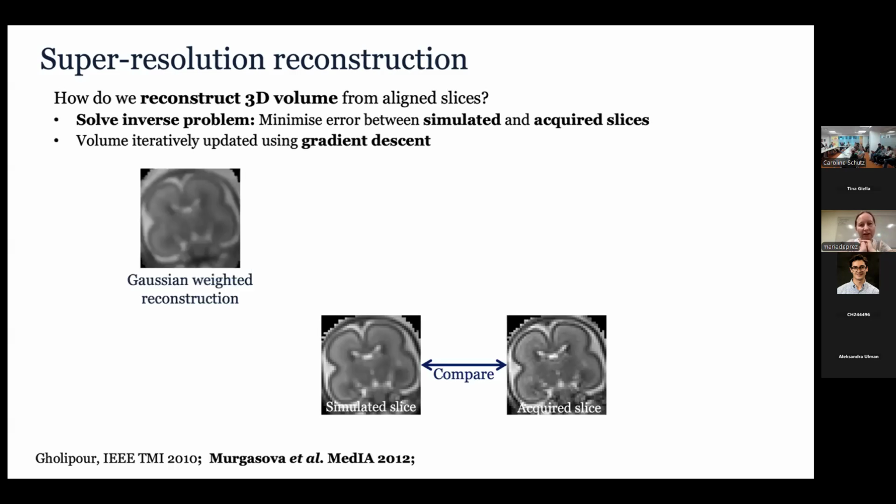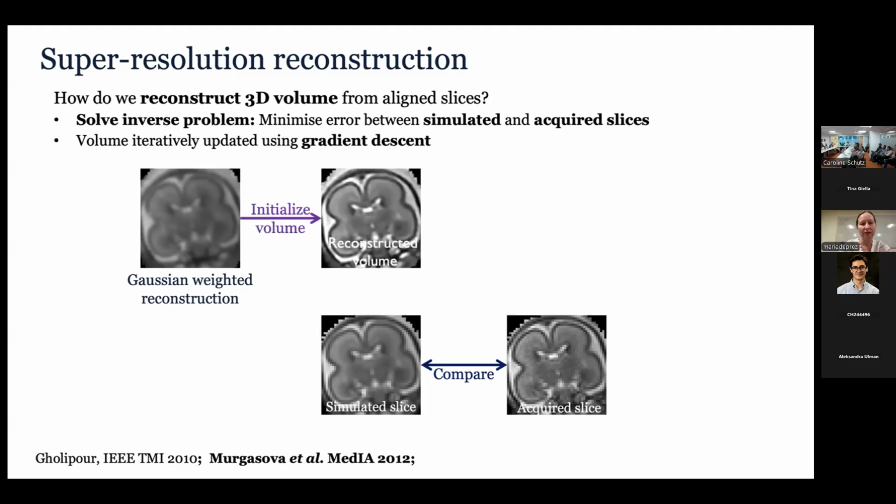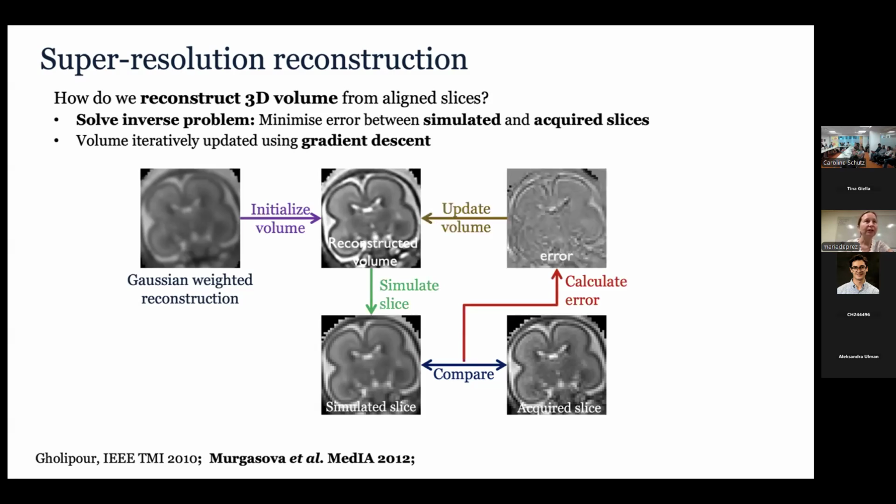So this is our initialization of the volume, and this is Gaussian weighted reconstruction. That's from the original paper. That's what they use, and you see how very blurry it is. So we use it as an initialization of gradient descent. We initialize the volume, then we simulate the slice, calculate the error, and then we update the volume. I will show you in a bit what this update equation looks like.